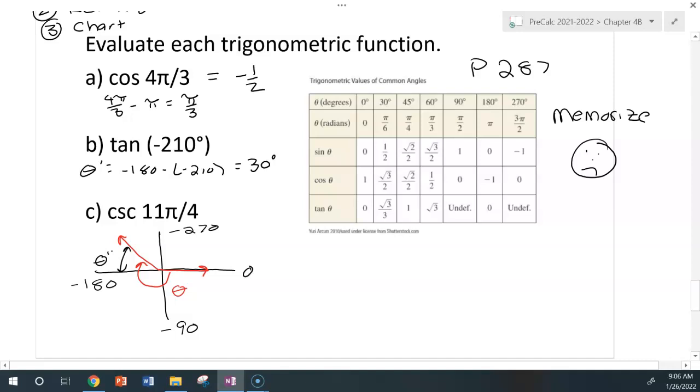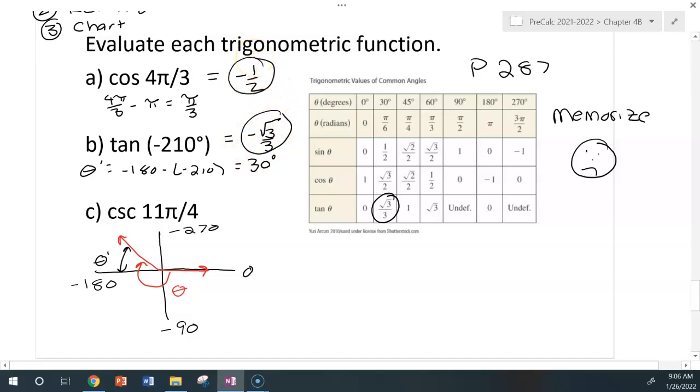I want the tangent. So tangent of 30 is root 3 over 3. I am in the second quadrant. That means my y is positive and my x is negative. So therefore my tangent should be negative. So I'm going to take a negative root 3 over 3. And that's the answer for that one.